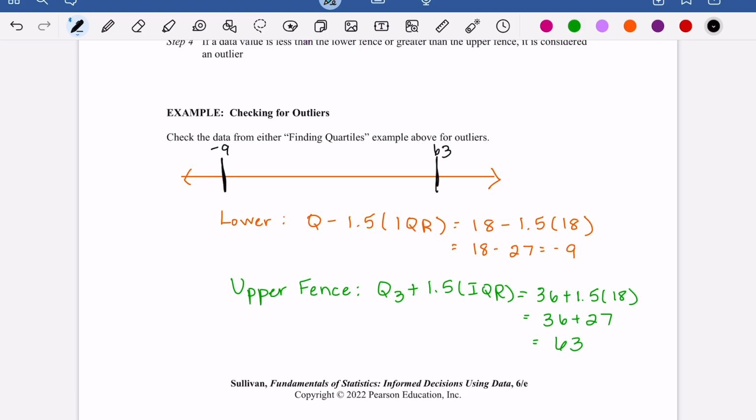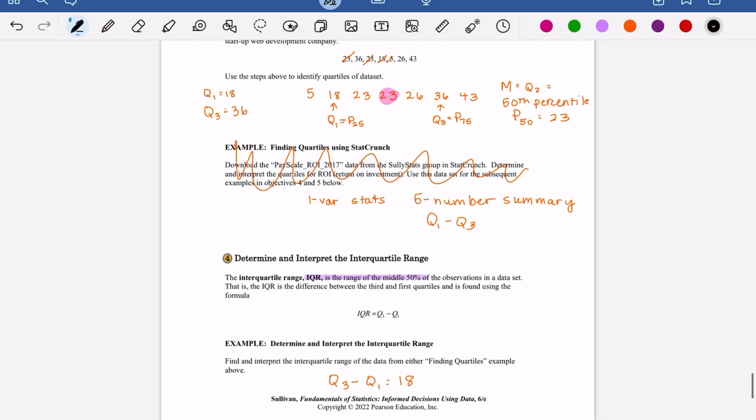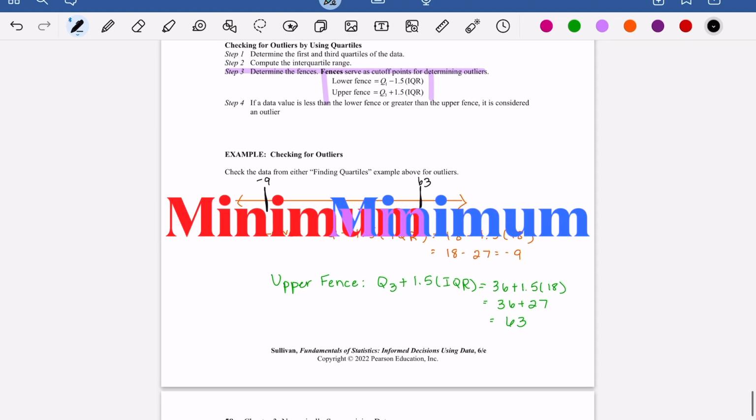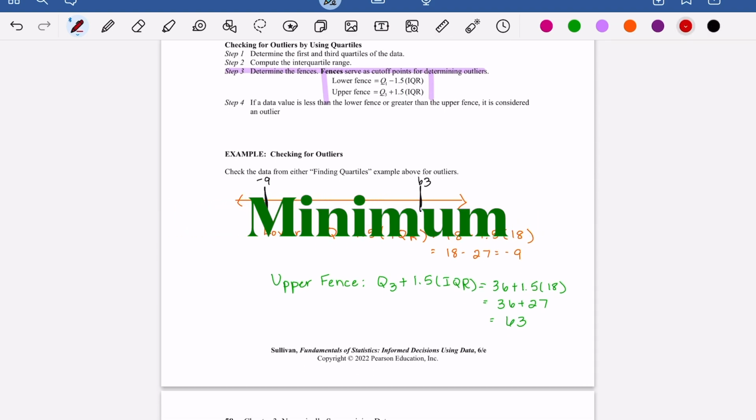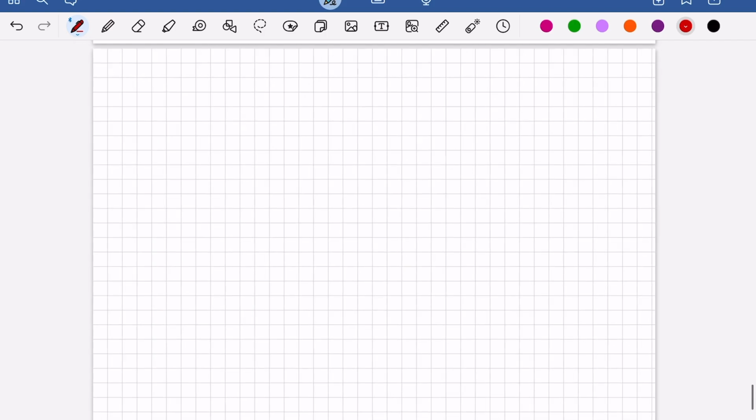Now, anything that falls outside of those, I have to mark as an outlier. I usually plot my max and my min first. The minimum is 5. The maximum is 43. Both of these values fall inside the fences, so they are not outliers. So for this particular data set, there are no outliers. All right, so we're going to do one more example.